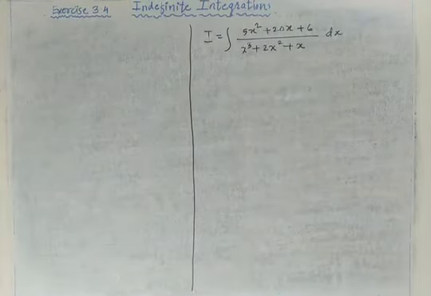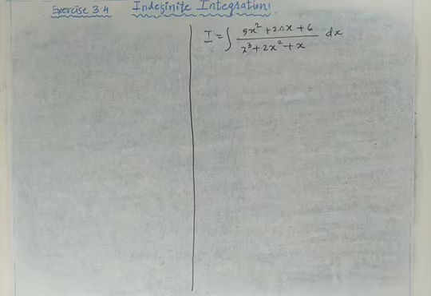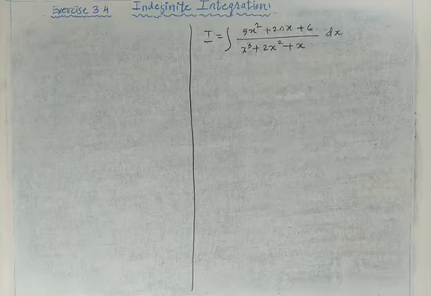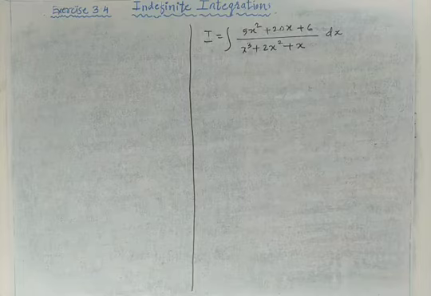Okay, the next question is I is equal to integration of 5x square plus 20x plus 6 upon x cube plus 2x square plus x. If we check the highest power term in the numerator, it is 5x square, so the degree of numerator is 2. Same way in the denominator the highest power term is x cube, so the degree of denominator is 3. It means the degree of numerator is less than the degree of denominator. So because of that it is a proper rational function.